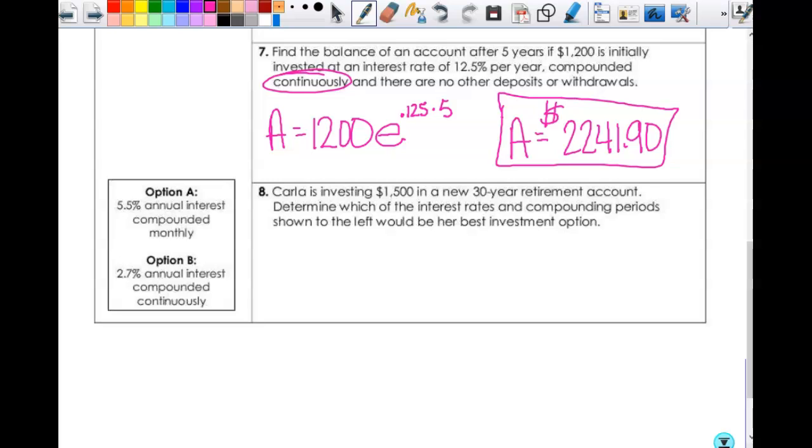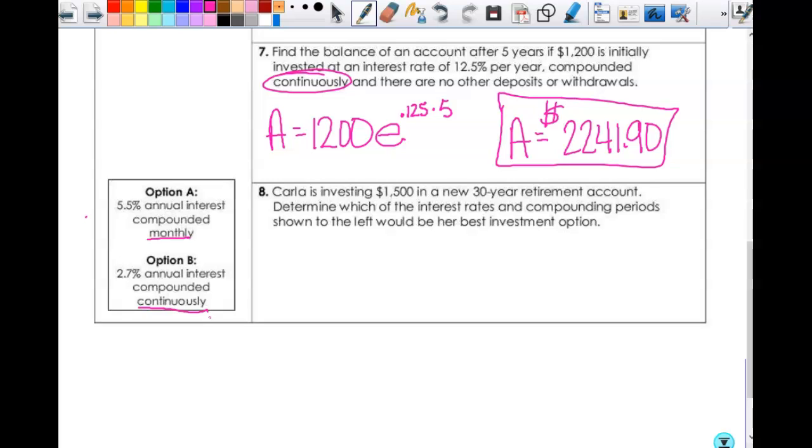What questions do you have at this point? Okay. So we are going to do number 8. So let's read it, and then before we do any math, I want you to make a prediction here. It says, Carla is investing $1,500 in a new 30-year retirement account. Determine which of the interest rates and compounding periods shown to the left would be her best investment option. Option A is 5.5% annual interest compounded monthly. B is 2.7% annual interest compounded continuously. All right, and after 30 years, which one do you think would be better?